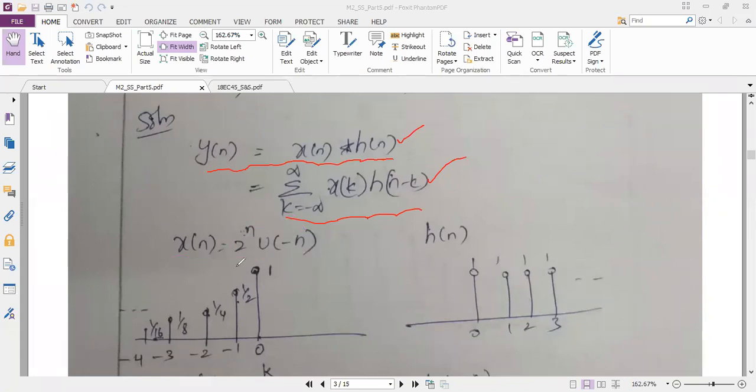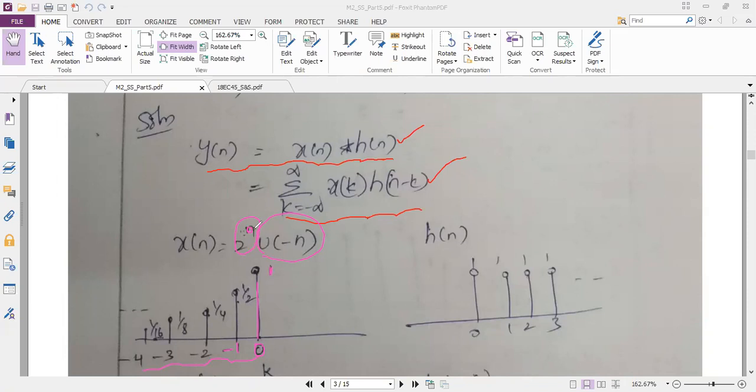Now, as per this question, I can see it is u of minus n. So I know that I have to draw towards the negative x-axis. So I am just plotting the x-axis 0, minus 1, minus 2, minus 3, and minus 4. Now I should substitute the different values of n, and then mark the amplitude. Initially my n value is 0. If I substitute n is equal to 0, 2 power 0 is equal to 1. So my amplitude at the origin, that means n equal to 0, is 1.